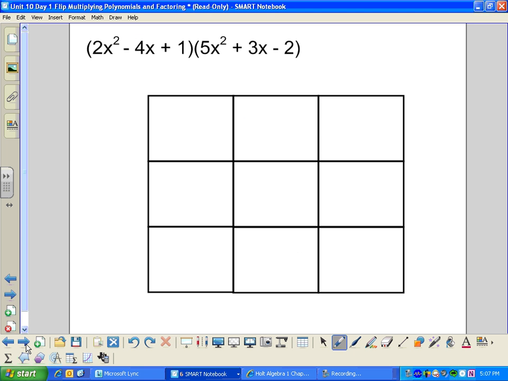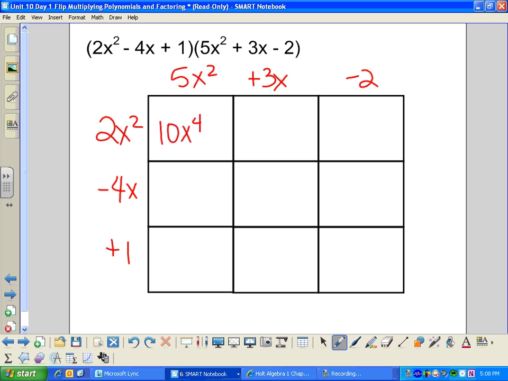Oh, this one looks good. I've got 2x squared minus 4x plus 1. Are you getting good at this yet? 5x squared plus 3x minus 2. Here we go. You work it, pause, and then pause me, and then come back. You back? Let's see what that.